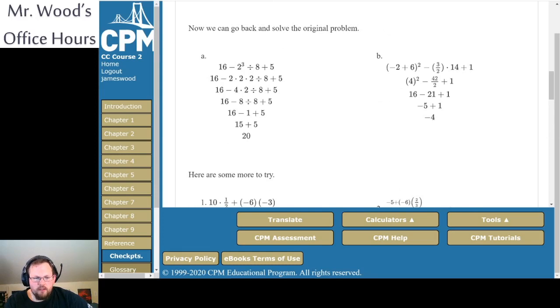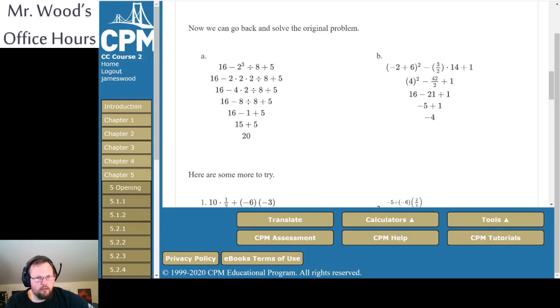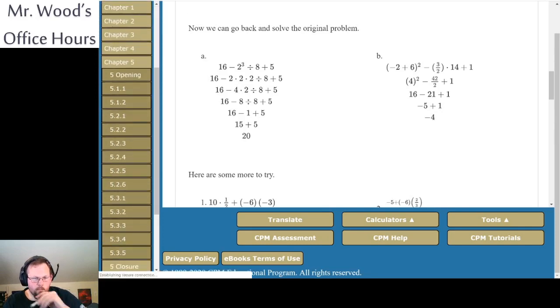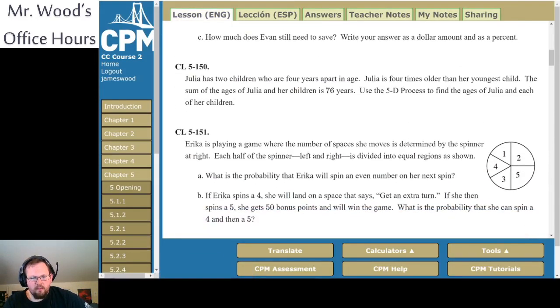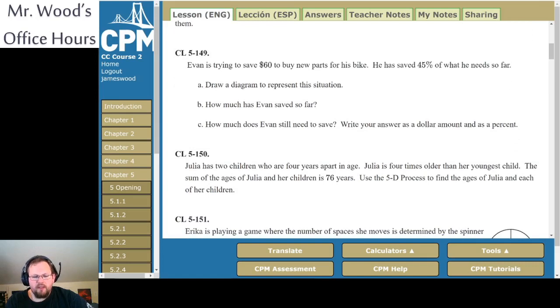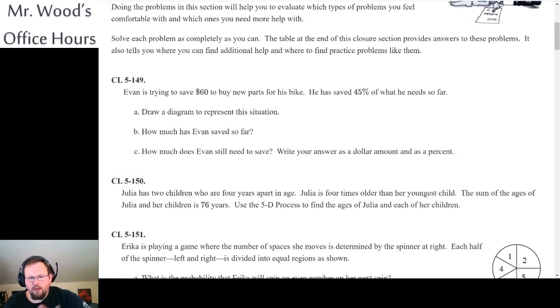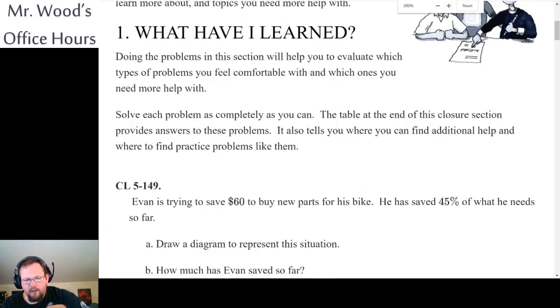And then the last little bit that people were asking about was a closure. And let me guess, the first problem, ooh, it's not a 5D process. It's a word problem. So I know that it says to draw a diagram to represent the situation. You can do that if you would like. However, I'm a firm believer in finding the easiest way that you want to do something and then doing it that way.